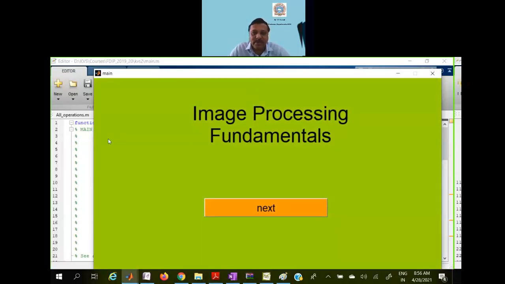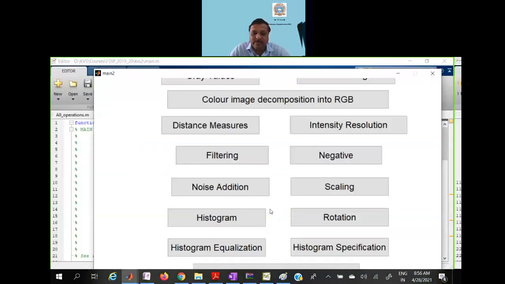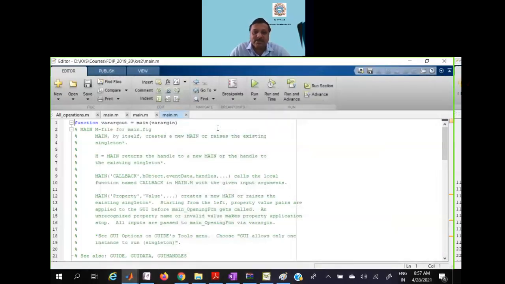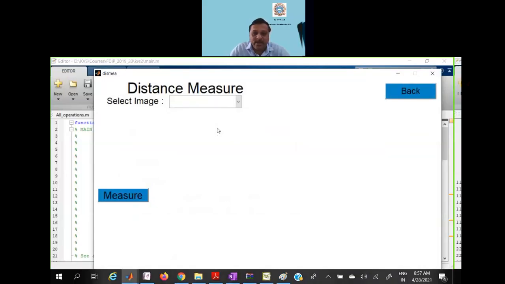So what you see is I'm just running a MATLAB code. This is actually the front end of the graphical user interface. So there is a link to the next window. Now what they have done is they have given me the link for so many things. Let me just explain one of them. For example, distance measures. You remember we discussed various distances, that is the Euclidean distance, D4 distance, D8 distance.